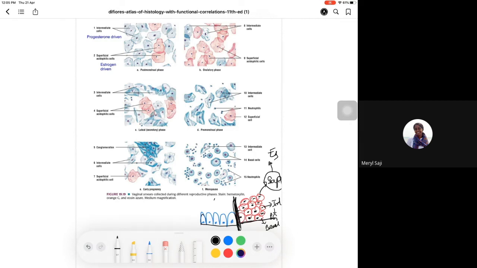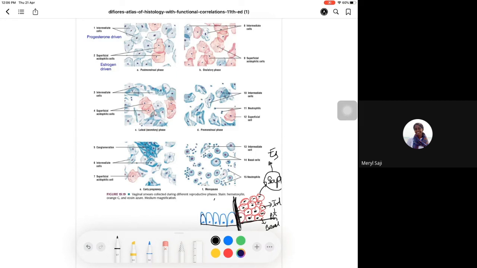B is ovulatory phase. We have intermediate cells and superficial acidophilic cells, sir. C is luteal or secretory phase: intermediate cells and superficial acidophilic cells. D is premenstrual phase: intermediate cells, neutrophils and superficial cells, sir. And E is early pregnancy: conglomeration of intermediate cells and superficial acidophilic cells. And F is menopause: intermediate cells, basal cells and neutrophils.